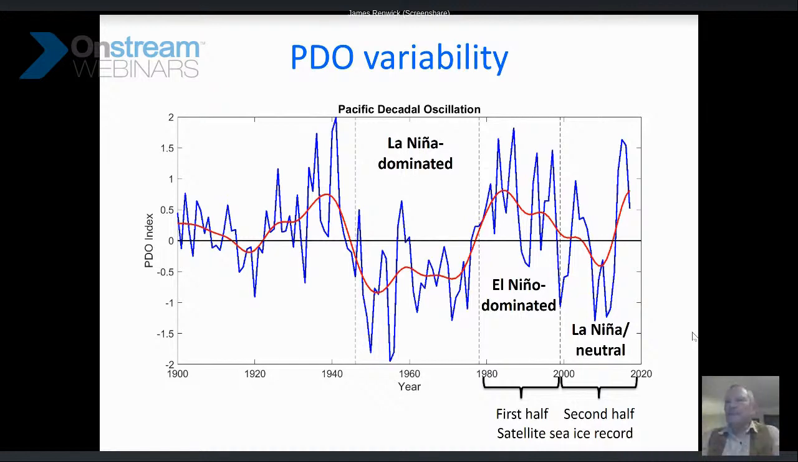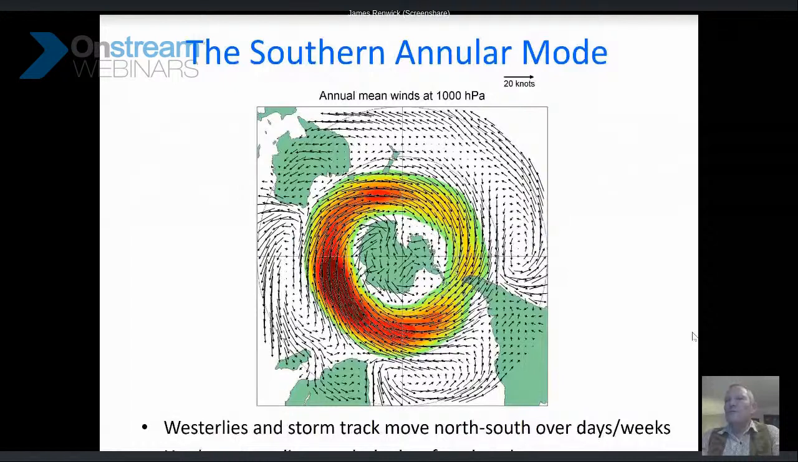The other thing I wanted to mention was the southern annular mode, which is what controls the westerlies over the Southern Ocean. So this is the plot I showed before of the westerly winds and the storms. That's the colours, the number of storms. And this is the average pattern. We have the westerlies blowing around the Antarctic coast. But on a sort of weekly to monthly timescale, this whole system concertinas in and out.